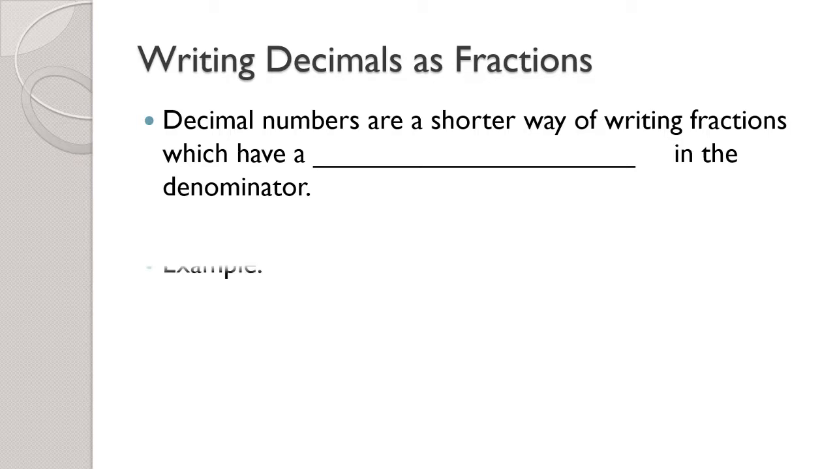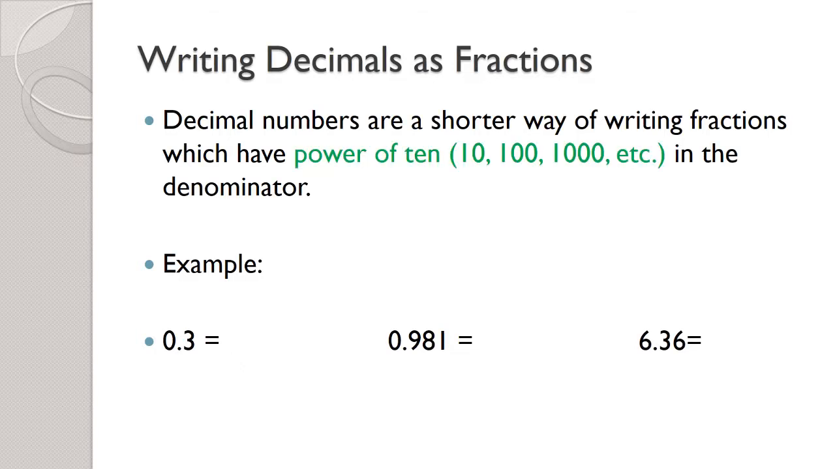And if you think about it, when we think about decimal numbers like 0.3, 0.981, and 6.36, we can write all those as fractions. What would they all have in the denominator that makes them sort of special? Well, it's the fact that they have some power of 10 in their denominator. That is to say, decimals are always fractions that can be expressed over 10 or 100 or 1,000 and so on. So let's see what that looks like.